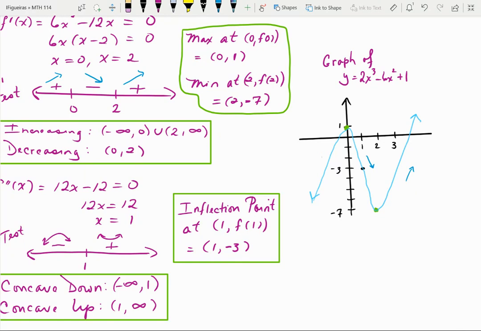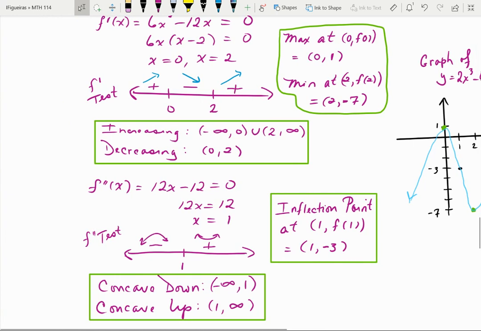Let's make sure our concavity works. So it is concave down from negative infinity to 1. So that's what you see right here. It's concave down from negative infinity to 1, but then it's concave up from 1 to infinity. So everything matches up with what we expected. That's, again, a pretty accurate graph.